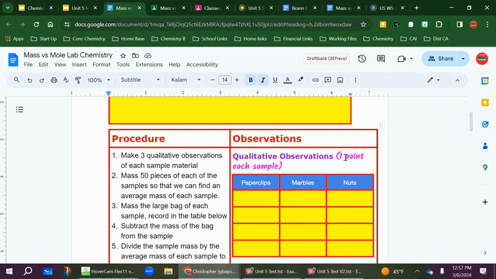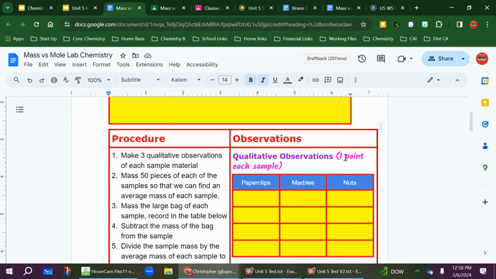At each station, you will find a sealed bag which you will leave sealed the entire time. Do not do anything with this bag other than find its mass later on in the lab. Don't open it up, don't add any, don't take any out. You will find a container filled with the sample at your station. This is what you can use to make observations of.